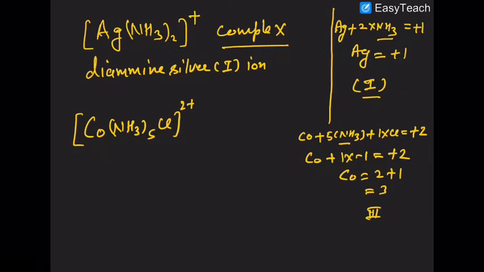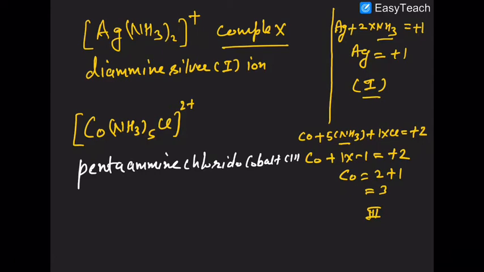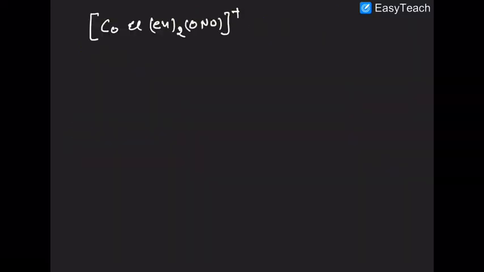So the IUPAC name of the complex may be pentaamminechloridocobalt(III) ion. Okay, easy, that is too easy. Now look at this case. This is also a complex of cobalt. En is a neutral ligand. Chlorine and nitrite are our negative ligands.